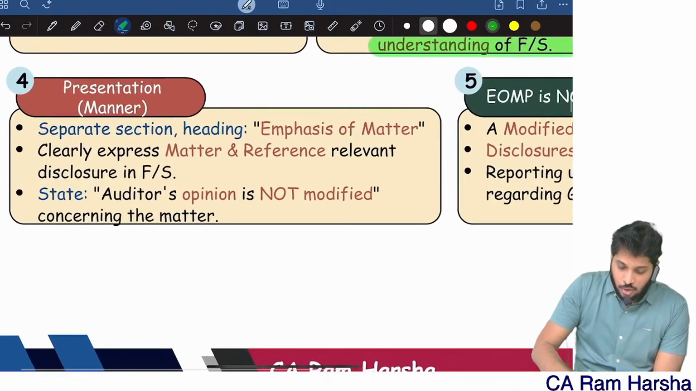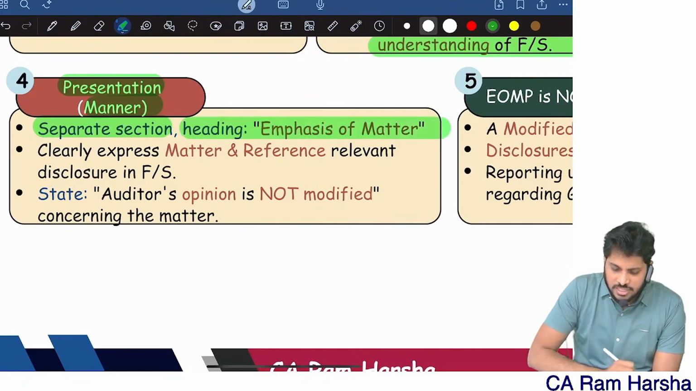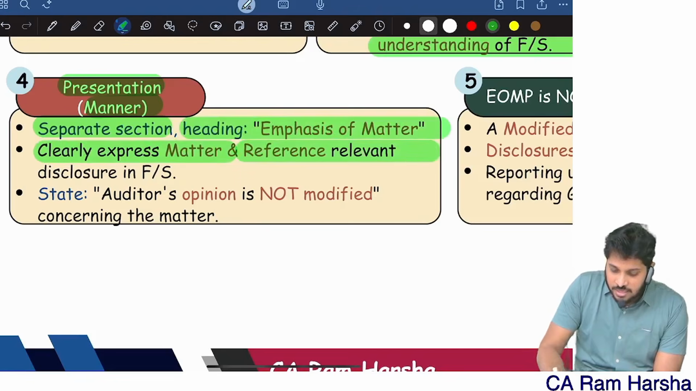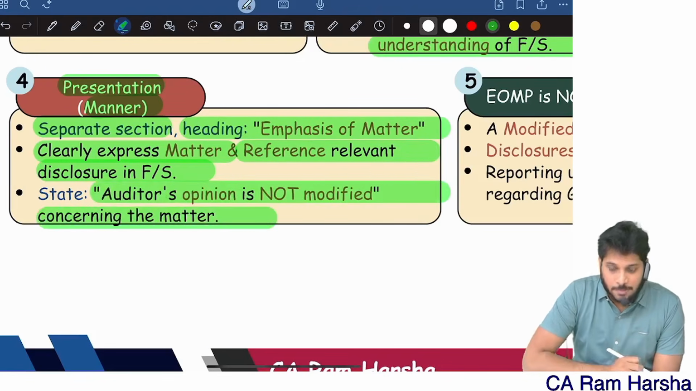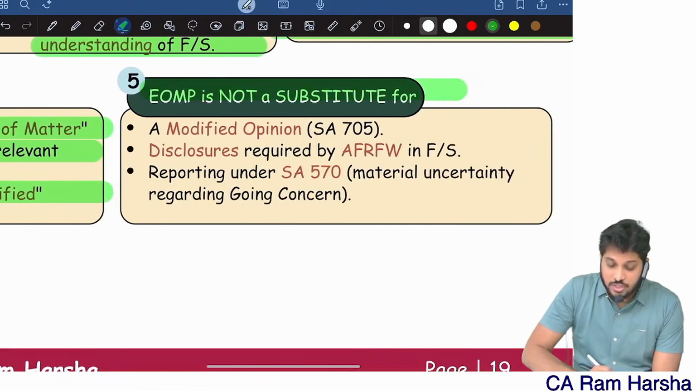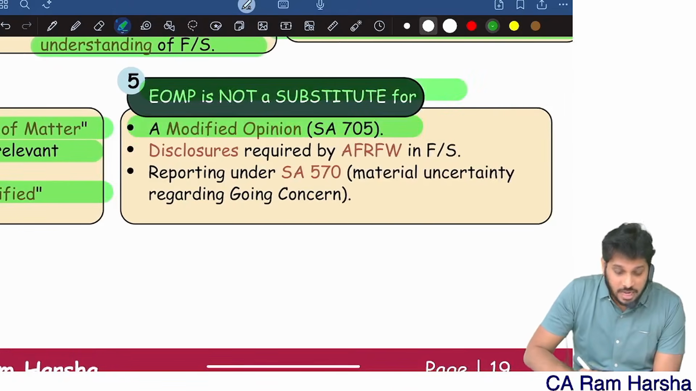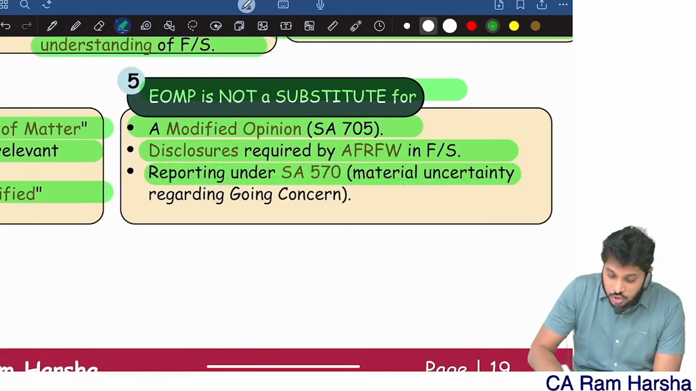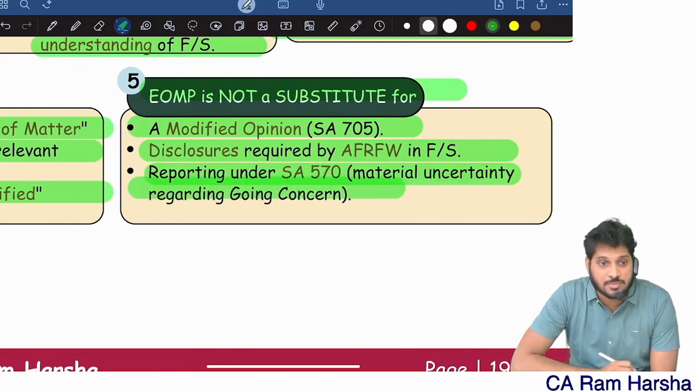And how to present it? Present it with a separate section with a heading called emphasis of matter. Clearly express the matter and give reference. State that your opinion is not modified. Emphasis of matter paragraph is not a substitute for modified opinion, not a substitute for disclosure in financials, not a substitute for MURGC para as per 570.